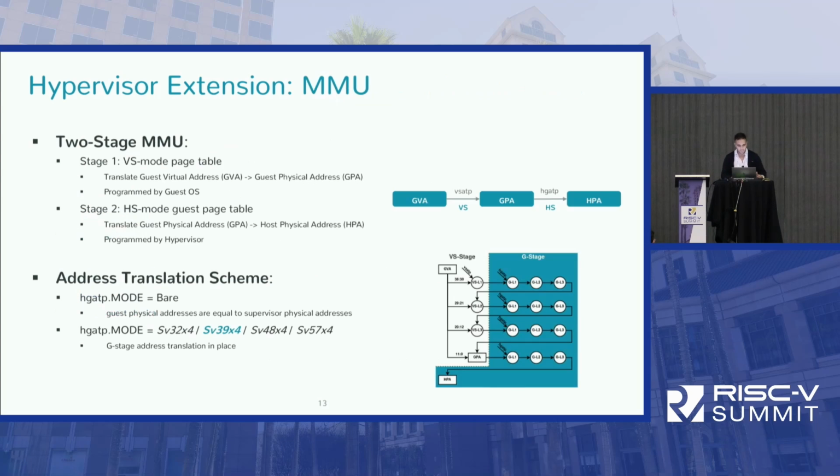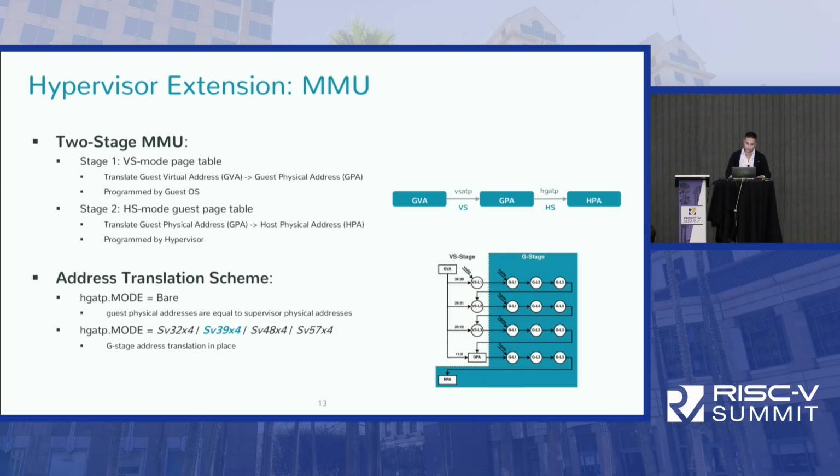Well, a quite significant part of this hypervisor extension when you are implementing it in a core is also the memory management unit. In a traditional privileged architecture, when you don't have hypervisor virtualization support, your MMU is single stage, which means that you translate host virtual address to host physical address. When you are running multiple virtual machines, you need a second stage of translation, where you first translate guest virtual address to guest physical address, and then the second stage goes from guest physical address to host physical address.